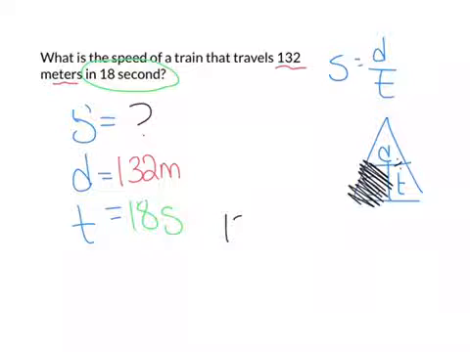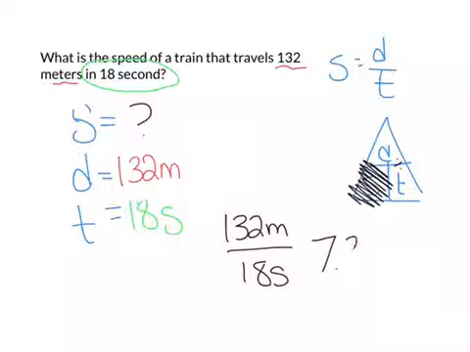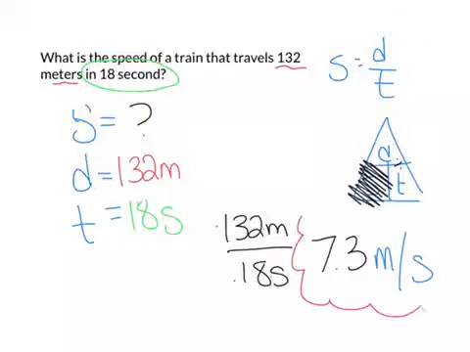So 132 meters divided by 18 seconds, if I took 132 divided by 18 and put it in a calculator, it would tell me that that is 7.3. I'll divide the numbers. I also have to divide the labels, and when I do that I get meters per second. That train is traveling at a speed of 7.3 meters per second.